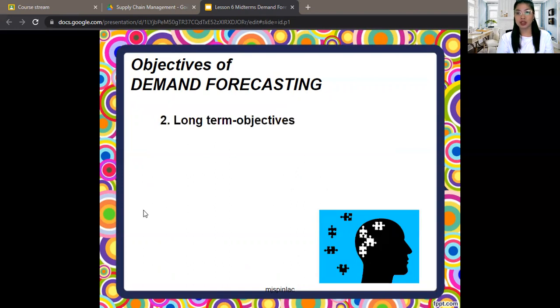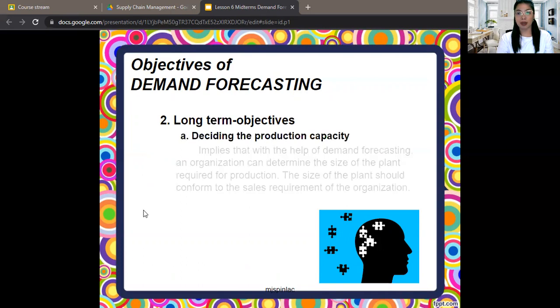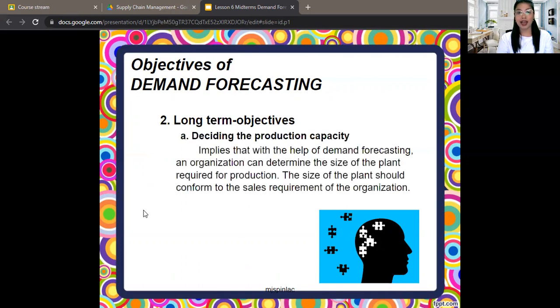Second is long-term objectives. Letter A, deciding the production capacity. This implies that with the help of demand forecasting, an organization can determine the size of the plant or the organization that is required for the production. The size of the plant should conform to the sales requirement of the organization.